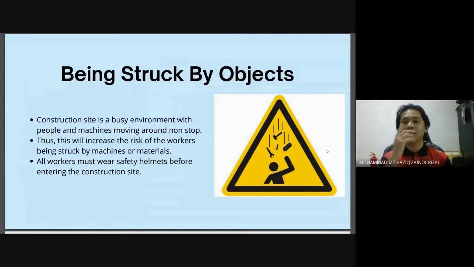Because in construction site, there's a lot of machines and vehicles moving around, such as crane. For example, crane, they are moving material from one place to another. They can't 100% see what is their environment. So the other workers should alert themselves by wearing safety helmets as a protection in case there is any flying objects.